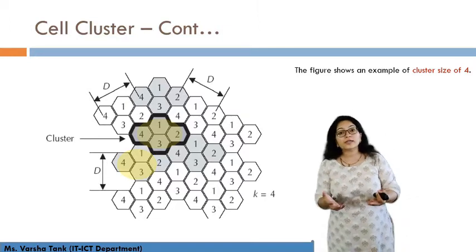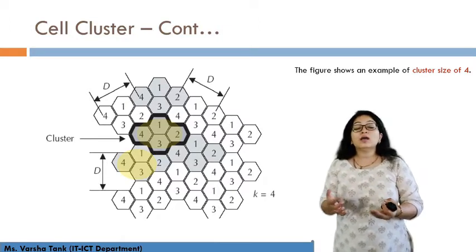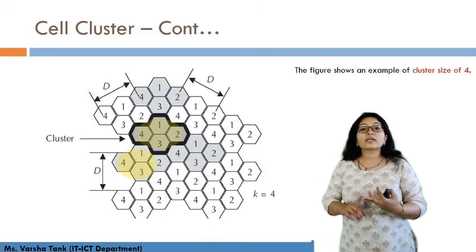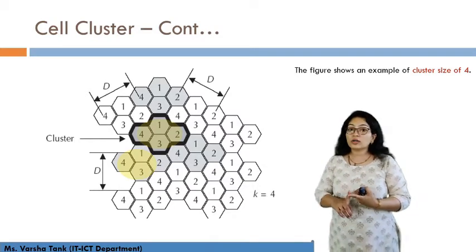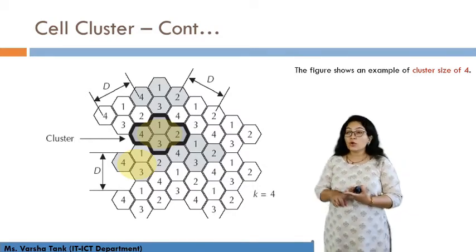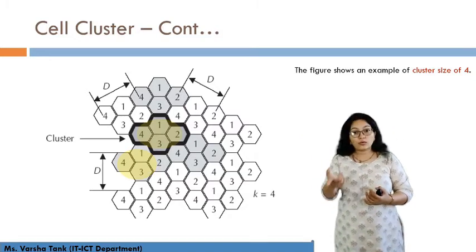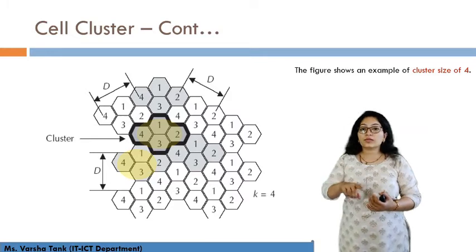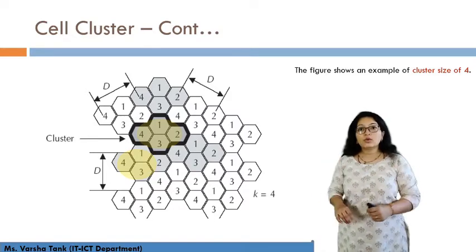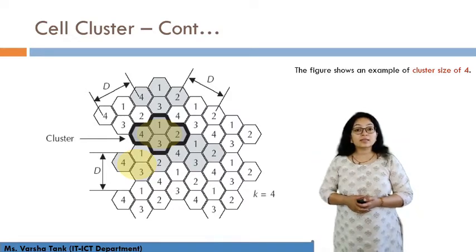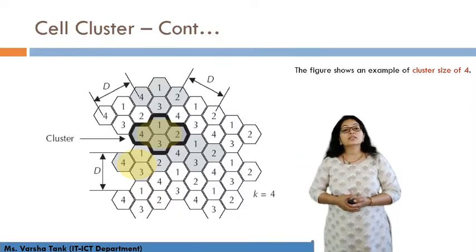In the exam also it is given to you. Suppose K equal to 4 is given, or K equal to 3, or K equal to 5. You have to define the cluster this way, without overlapping, and you have to use the frequency at the same distance. So this is the cell cluster that we are going to use in the cellular network.